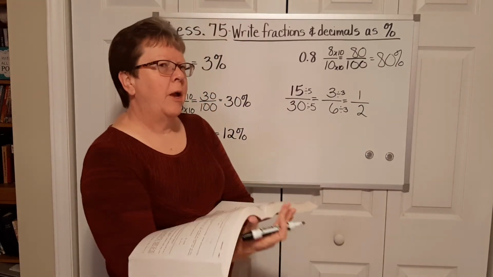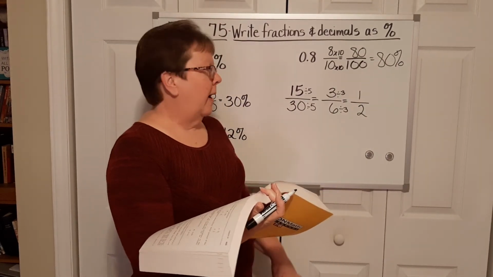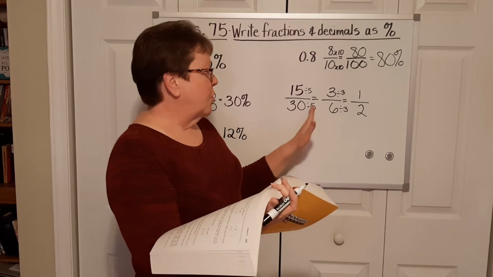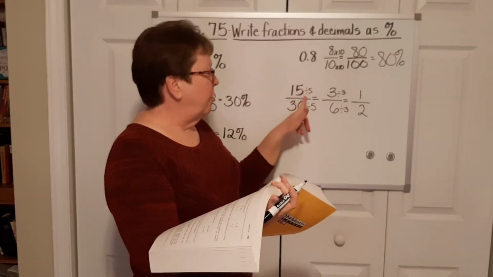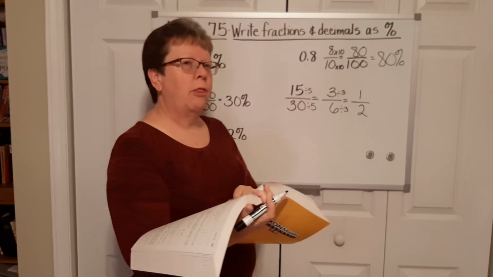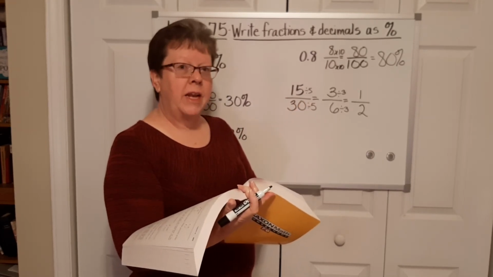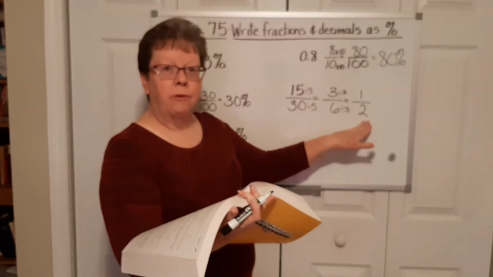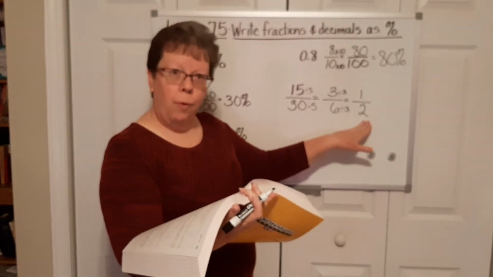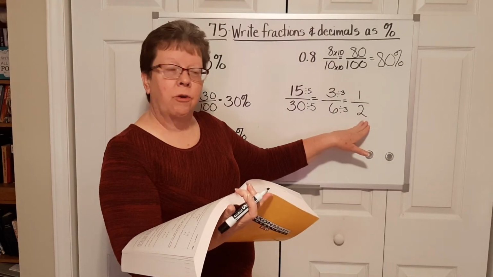Now, some of you are thinking, well, I knew a higher number, which is good. I was just kind of going by your divisibility rules, but some of you probably noticed you could divide both 15 and 30 by the number 15 itself. And if you did it that way, you ended up getting 1/2 the first time. Either way is okay, whichever way is going to be easier for you.